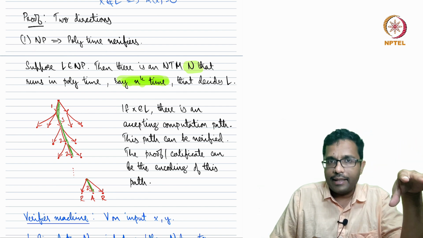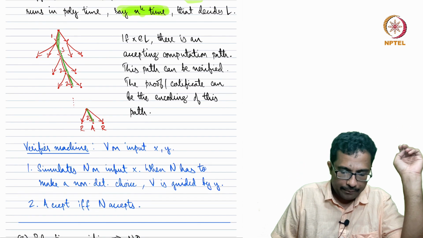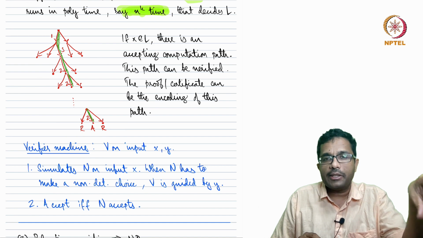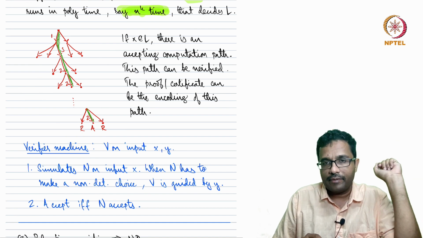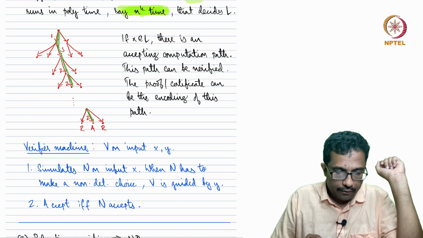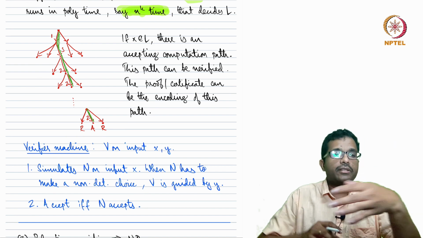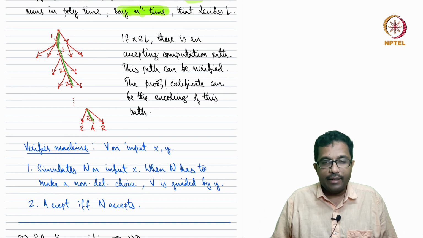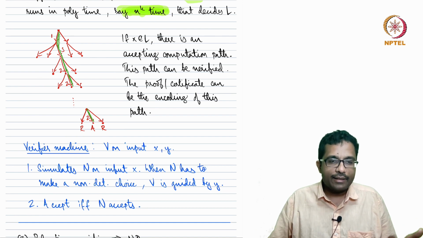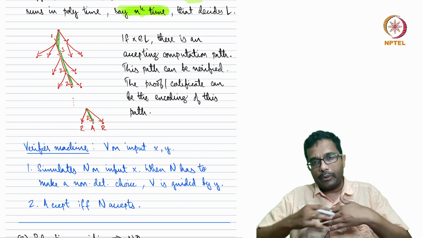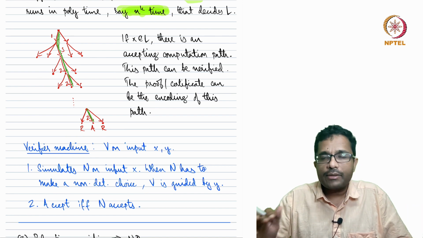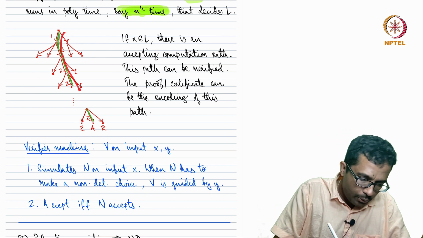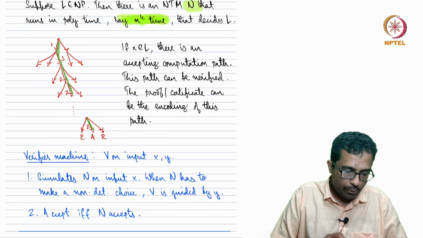Whatever I just said is the verifier algorithm. So what is the verifier algorithm? The verifier algorithm simulates the non-deterministic Turing machine on the input x. But the verifier is deterministic, so it cannot simulate the entire non-deterministic Turing machine, because then it will not be polynomial. Instead, it does not guess all the paths, nor does it try to exhaustively enumerate all the paths. It just walks through one path. The path that it walks through is specified by the string y.